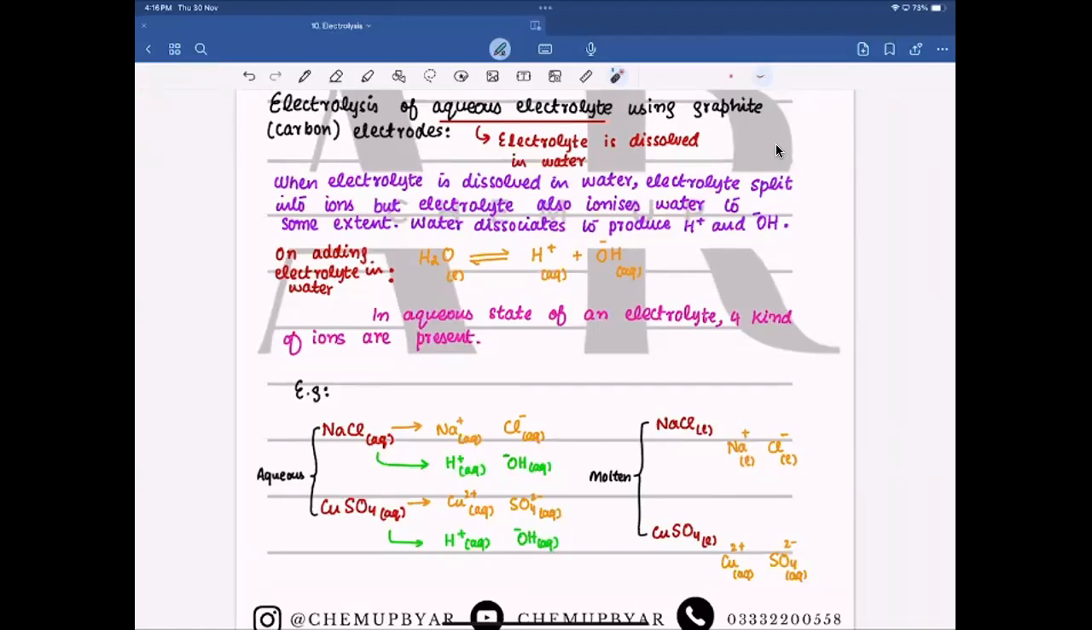Okay, so today we are going to discuss electrolysis when we use aqueous electrolyte. So aqueous electrolyte is basically when we dissolve the electrolyte in water.